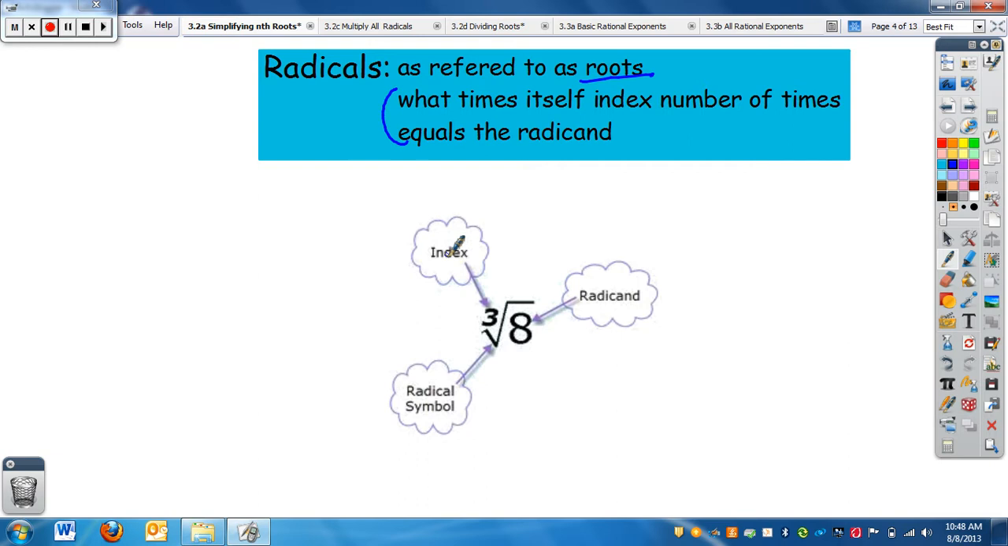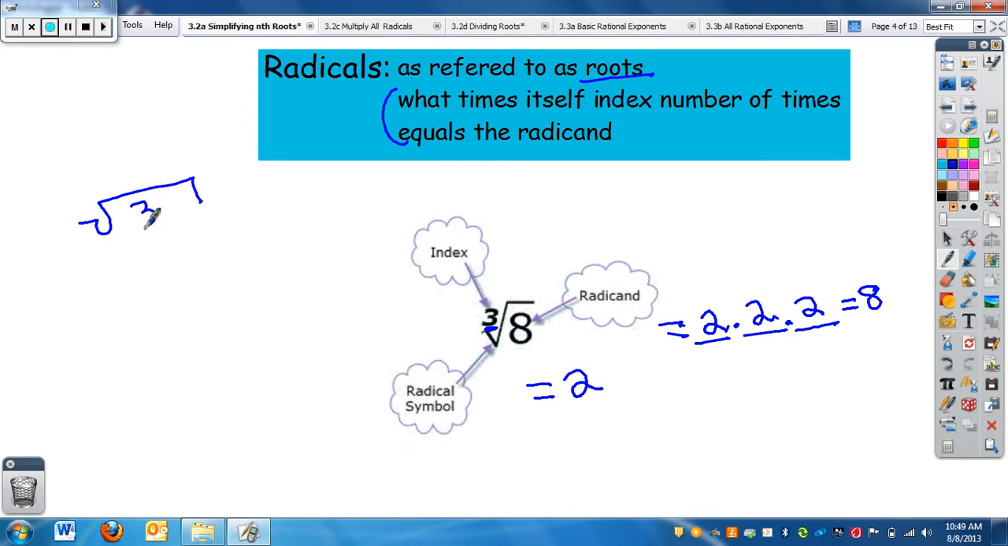Well, we get the number from the index, and the index is the number that goes right into the little bend of the root. So this one has an index of 3. The number inside is called the radicand, and then you have the radical symbol. So if I want to figure this out in my head, I have to go, okay, what times itself 3 times gives me 8? Well, you know it's going to have to be less than 8, and it turns out 2 times 2 times 2 is 8. So the cube root, which is how we pronounce this, of 8 equals 2.